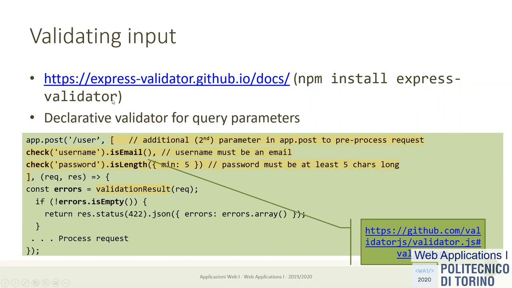You can see the documentation there for installing that. Once you install that, you may avoid doing a lot of checks on the inputs because it's all declarative. So you can say, okay, this is sort of a middleware that we install for this specific request. The middleware is composed by these two functions, check and check. In particular, check the username, whether it's an email, so it's an email format. The password, whether its length is a minimum of 5, we can change these properties. We have a very long list of properties that can be checked. If you go to this page, you will see a lot of properties that can be checked.